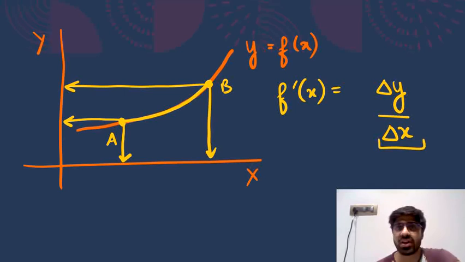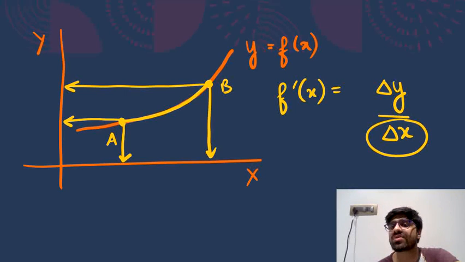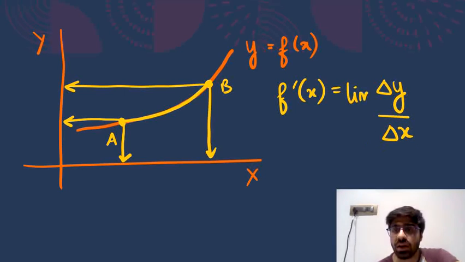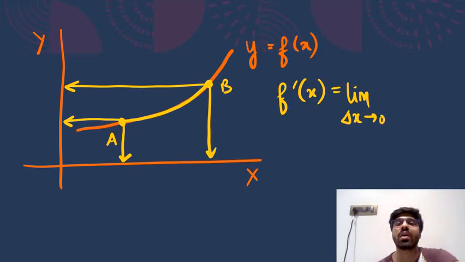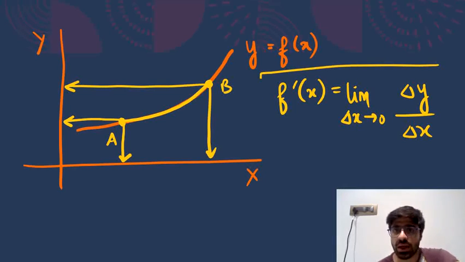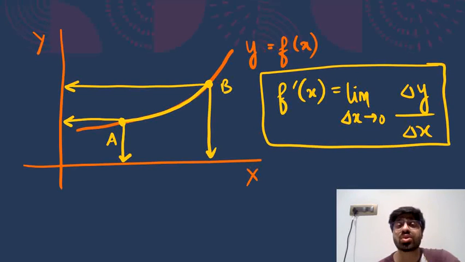Change in x coordinate being very small does not mean that the change in y coordinate will also be small. The change in y coordinate may or may not be small, but this will be called the derivative only when the change in x coordinate, that is delta x, is very small. That is, limit of delta x should tend to 0. So when I say limit of delta x tends to 0, I am ensuring that the change in my x coordinate is small enough, and under those circumstances delta y upon delta x is the definition of the derivative of a function.